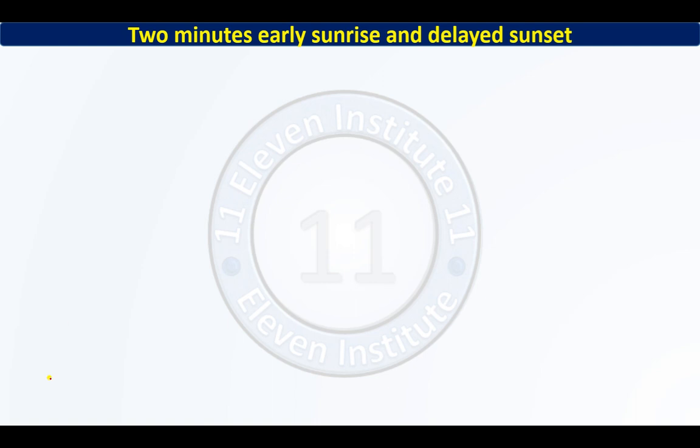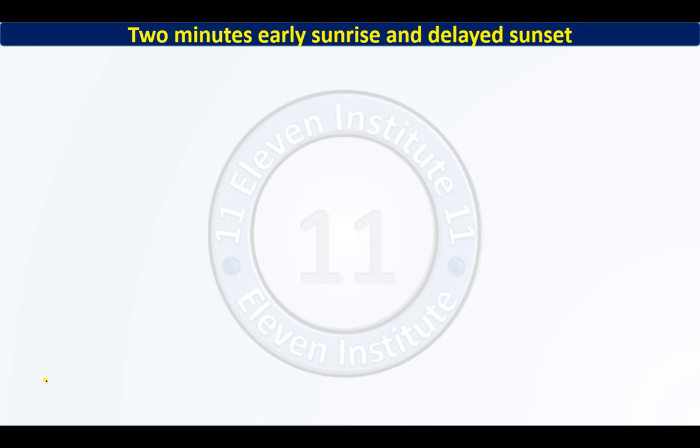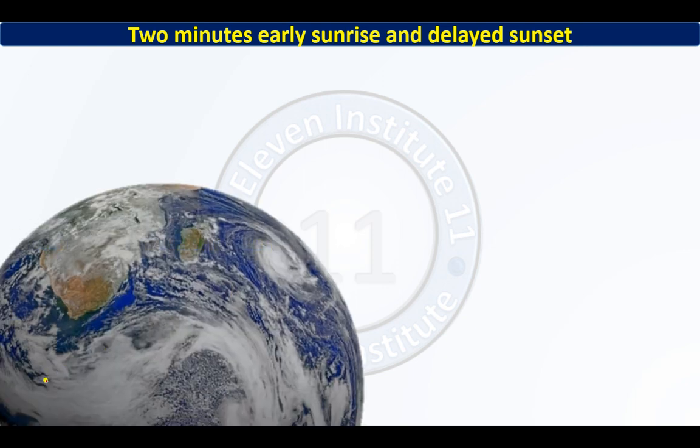Again the story is the same. The story revolves around two aspects: actual position and apparent position. The apparent position is different from the actual position, hence we see a 2 minutes early sunrise. For now we will focus only on sunrise, then we will understand sunset.